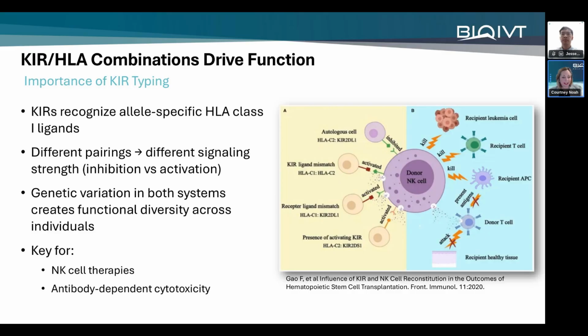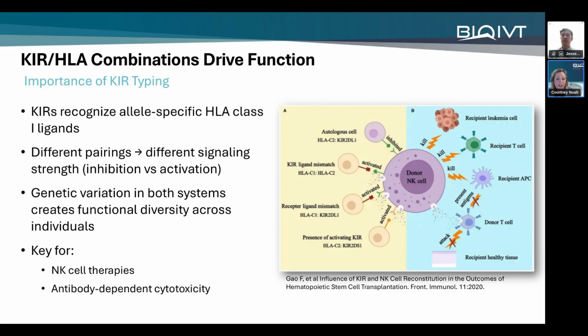Next, beyond HLA and T cell biology, we also want to consider NK cell function. It's a critical focus within the cell therapy industry, and this is where KIR receptors come into play. A little background on them: they recognize HLA class I ligands. What's really critical here is the interaction between KIR and HLA, and that determines ultimately whether an NK cell is activated or inhibited. That comes about through different combinations, which have downstream signaling outcomes.